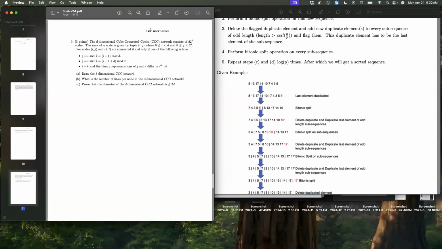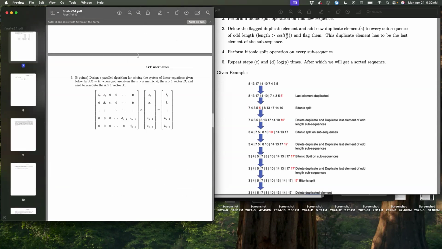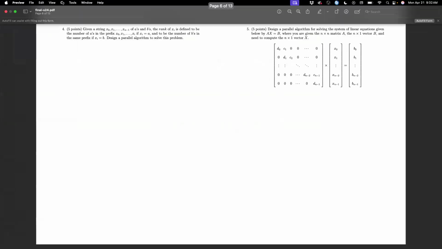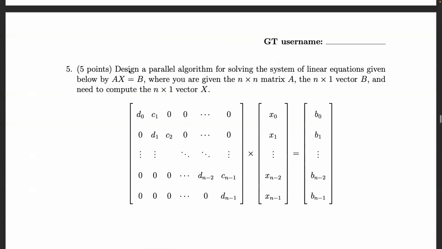This one, 24. Design a parallel algorithm for solving the system of linear equations given by Ax equals b, where you're given the n by n matrix A, n by 1 vector B, and compute n by 1 vector X.